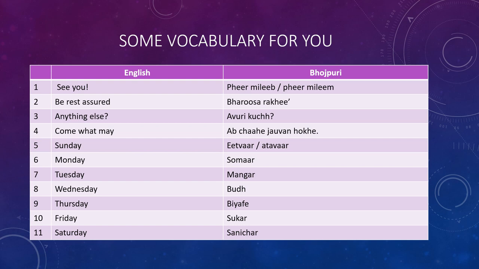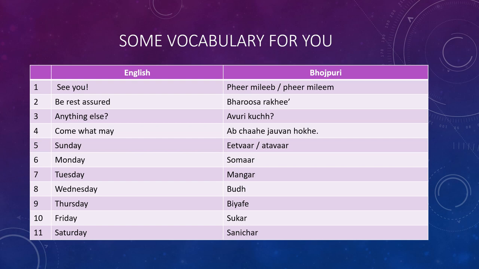So that way. So anything else? Auri kuch? So anything else? Come what may. Sometimes we say na, I am going to do it, come what may. Come what may, how you say? Ab chahe jaun hoke. Ab chahiye to kuch bhi ho jaye, we say na, jo bhi ho jaye. I will see. So come what may. Ab chahe jaun hoke.